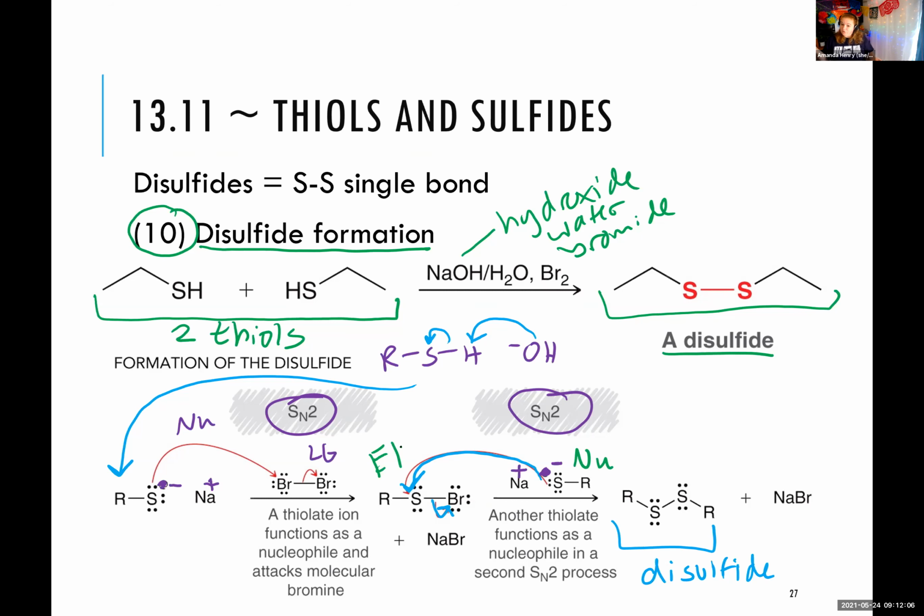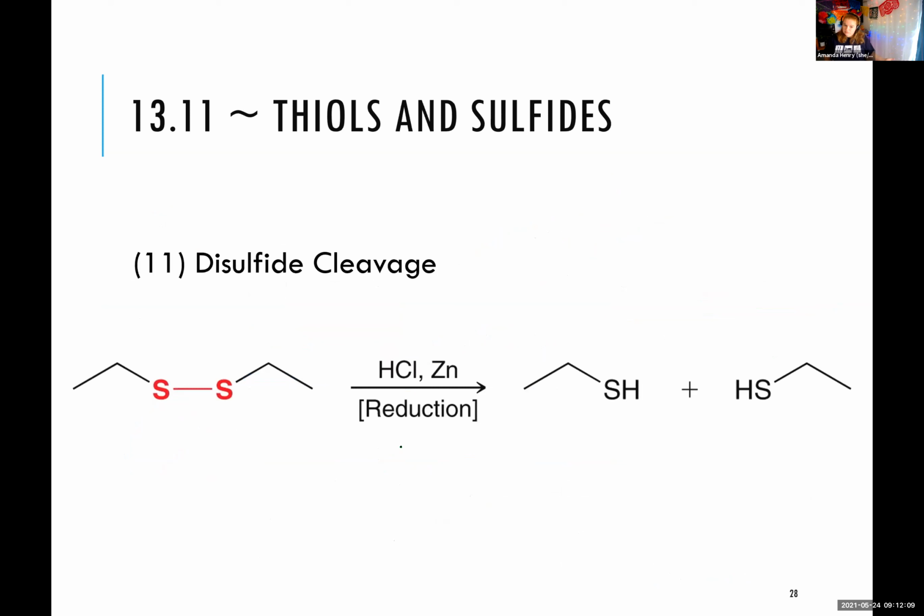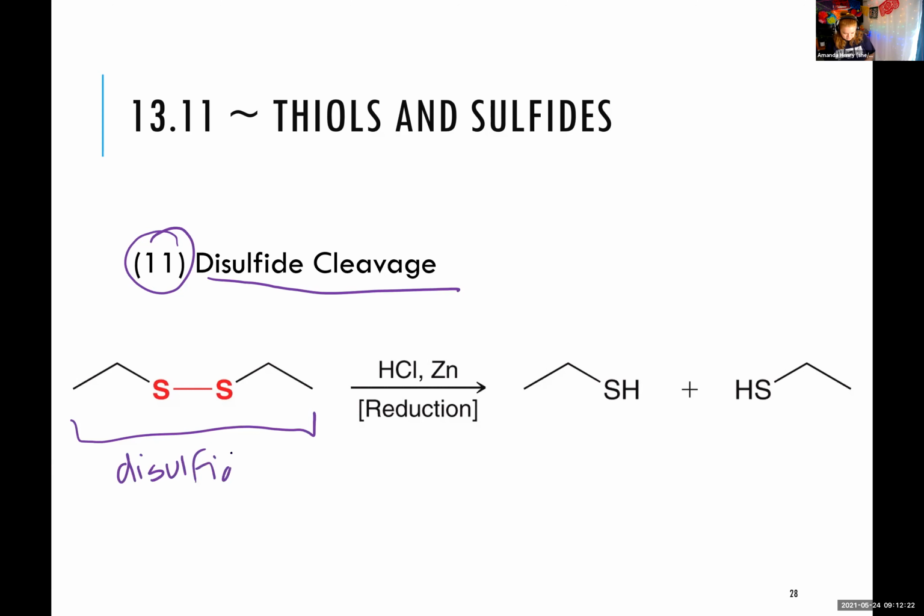All right, but we make a disulfide, so we also want to know how to break that apart. So reaction number 11, disulfide cleavage. We're breaking it down. Here's our disulfide. We're reacting it with hydrochloric acid and some zinc. This is a reduction reaction. That's not a reagent, you don't need to write that on the arrow. It's just telling you what's happening in this reaction. But what we make are two thiols.